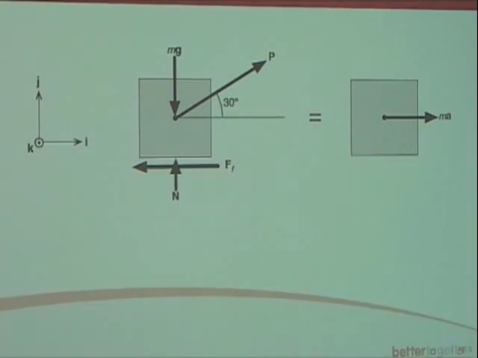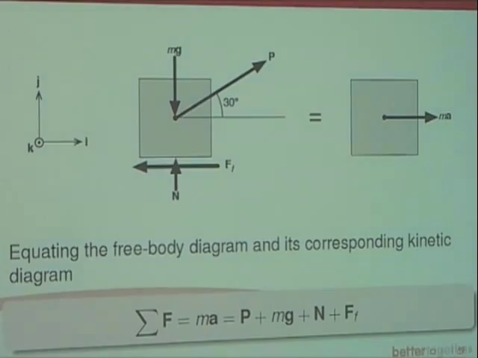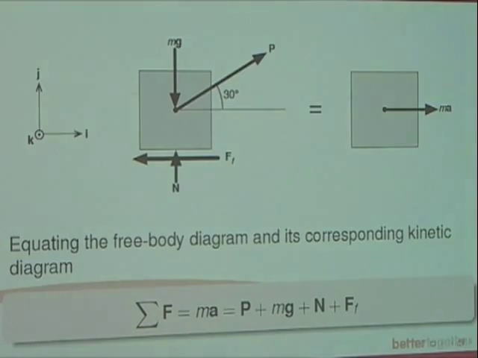We know that the sum of all the forces, so all the forces around the object, mg, P, N, and friction force, okay, are going to equal the mass times acceleration. And so you can do that, and you get the sum of all the forces. This is in vector form. We've not decomposed it yet. Equals mass times acceleration. Okay, so there's our ma. Equals P plus mg plus N plus Ff, which are all the forces being applied to that particle. Okay, so that's the sum of all the forces equals mass times acceleration. That's Newton's second law in its essence.